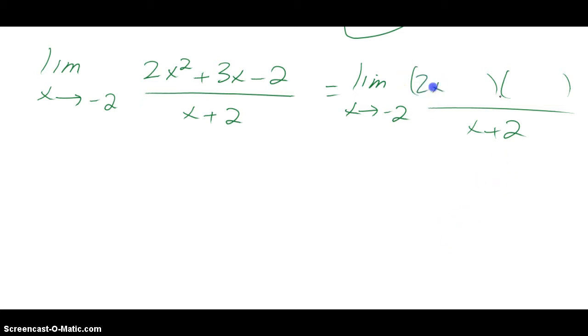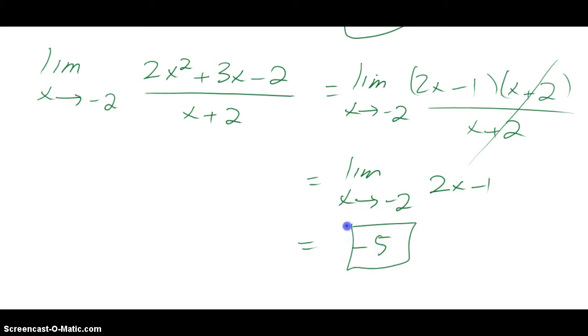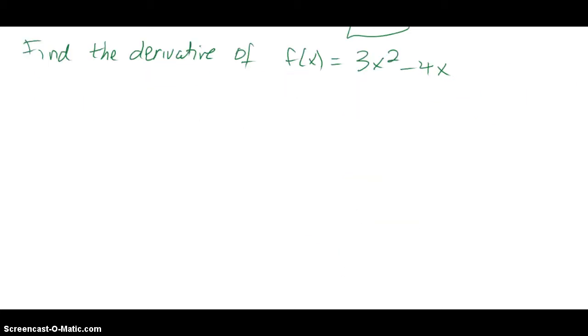So I'm going to say 2x and x, and then because I've got this 2 down here, I'm just going to safely say that's probably going to be a 2. This is going to be a -1, and you can always check to make sure that that works. Now we can see they divide, and we're left with the limit as x goes to -2 of 2x minus 1, and if we just plug that in, we are going to get -4, -5, right? Just like that.